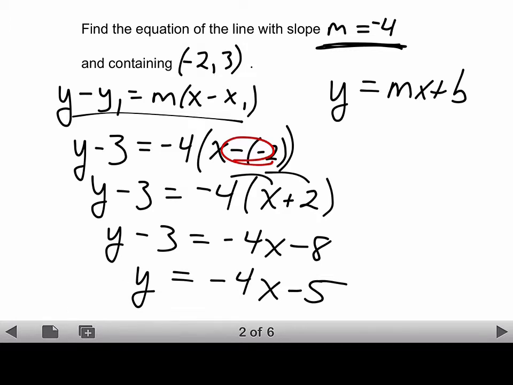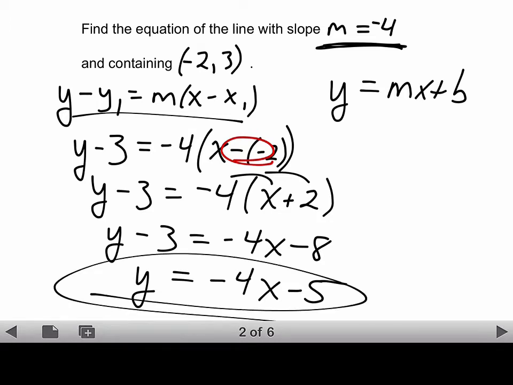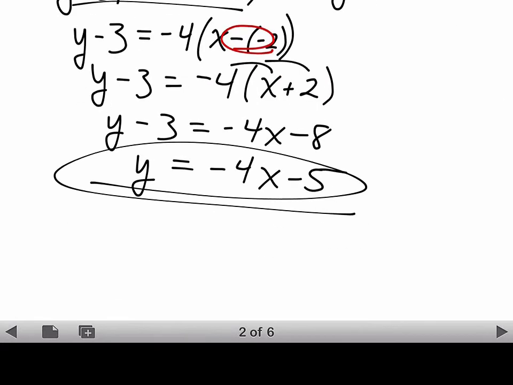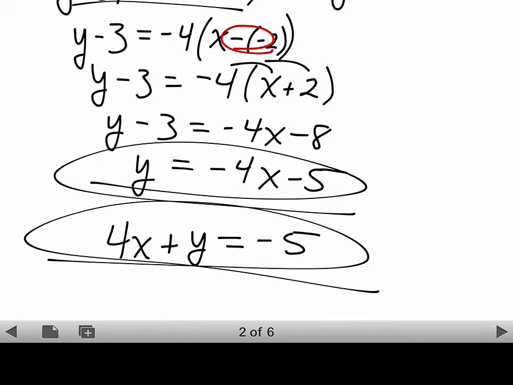Now, if I was asked to give the answer in slope-intercept form, this would be it. If I was asked instead to give this in standard form, I would add the 4x to both sides, thereby getting x and y on the same side, and we would end up with 4x plus y is equal to negative 5. And again, this is dependent upon our purposes and our instructions. Either of these could be a correct answer to this problem.